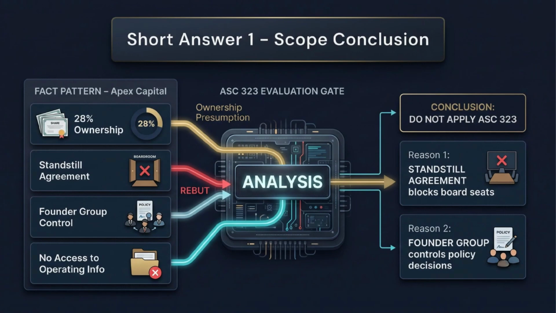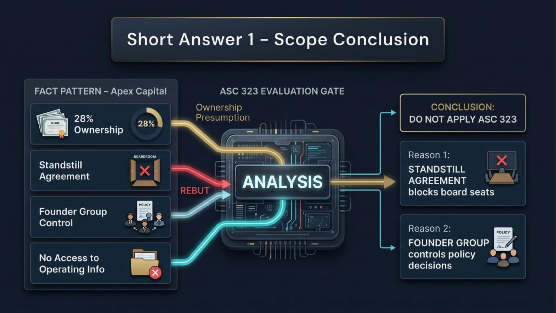Apex Capital owns 28% of Delta Foods. A standstill agreement blocks board participation. A founder group controls all policy decisions. Apex cannot obtain detailed operating information, and Apex does not control Delta. The task is to write a scope conclusion and give at least two reasons.